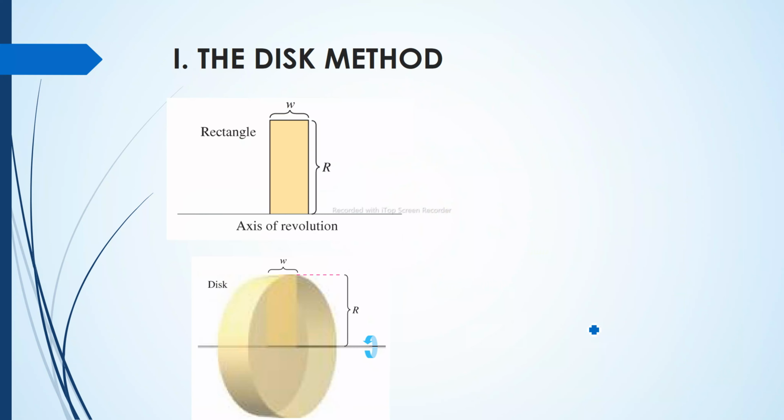There are three ways in which we can identify the volume of a solid of revolution. The first one is the disk method. The second one is the washer method. And the third one is the shell or cylindrical method. Let's discuss first the first one. What is this disk method?